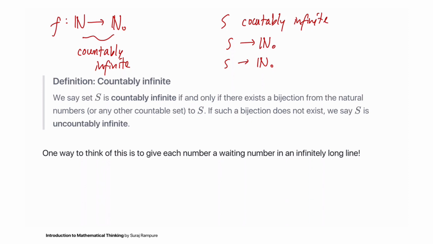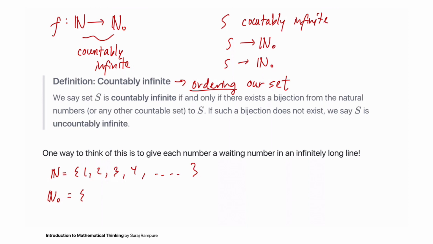Okay, and so another way to look at the idea of countably infinite sets is, well, what are the natural numbers? It's 1, 2, 3, 4, and so on and so forth, right? And by finding a bijection to the natural numbers, essentially what we're doing is ordering our set. We're trying to find an enumerable order to our set. So if we find a bijection between our set and the natural numbers, it means there's some way to order it, right? Just as we did for the naturals to the whole numbers.